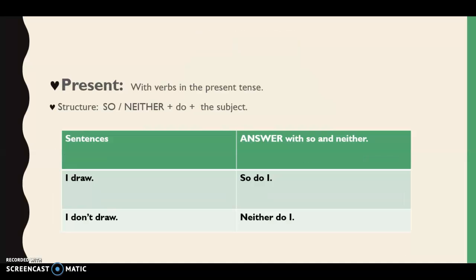With verbs in the present tense, the structure is the same: "so" or "neither" plus "do" plus the subject. For example, "I draw." "So do I." In negative, "I don't draw." The answer, "Neither do I."